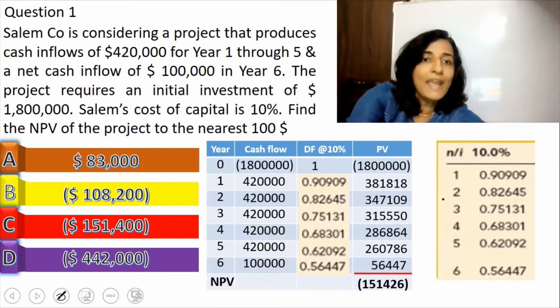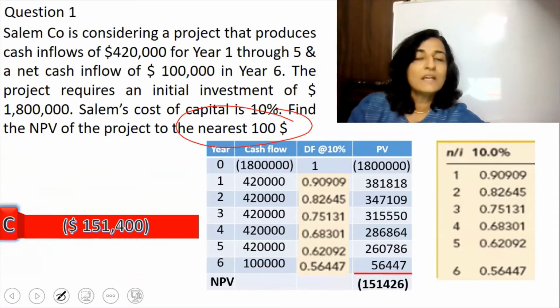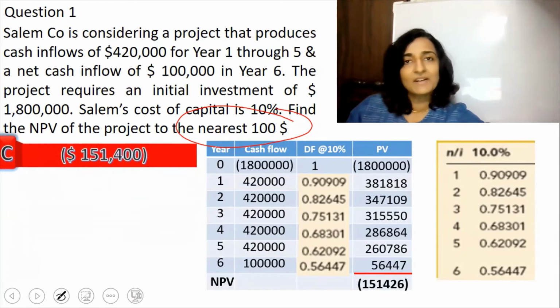They have asked you for the NPV to the nearest $100. So what's the answer? The answer is negative 151,400, and that's the right answer. I hope all of you have got the right answer.